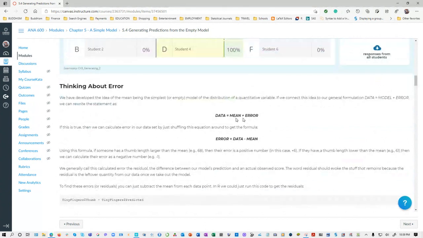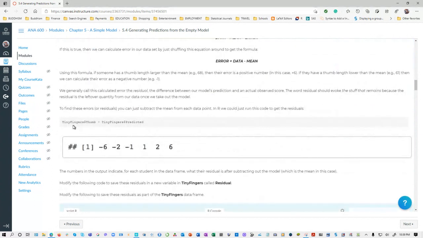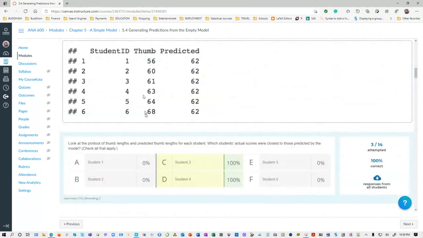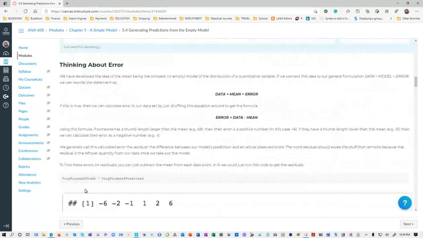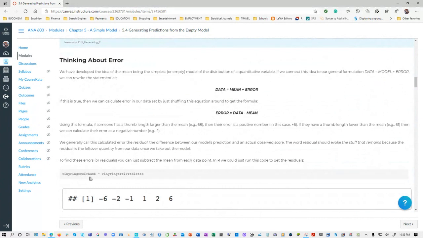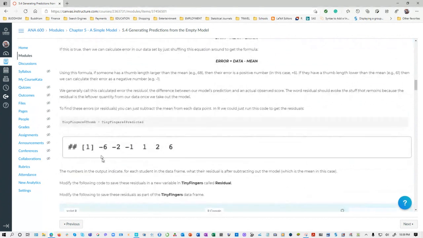Thinking about the error, as I said earlier, data means this time you're going to write the mean. Data equals mean plus error, then error is nothing but data minus mean. How do you find that one? You go to the thumb length and you subtract the predicted value. The name of the data set is tiny fingers, dollar sign thumb. Thumb means the thumb length, minus the same data set's new variable predicted, and find the gap. That gap gives you the error for each and every case.